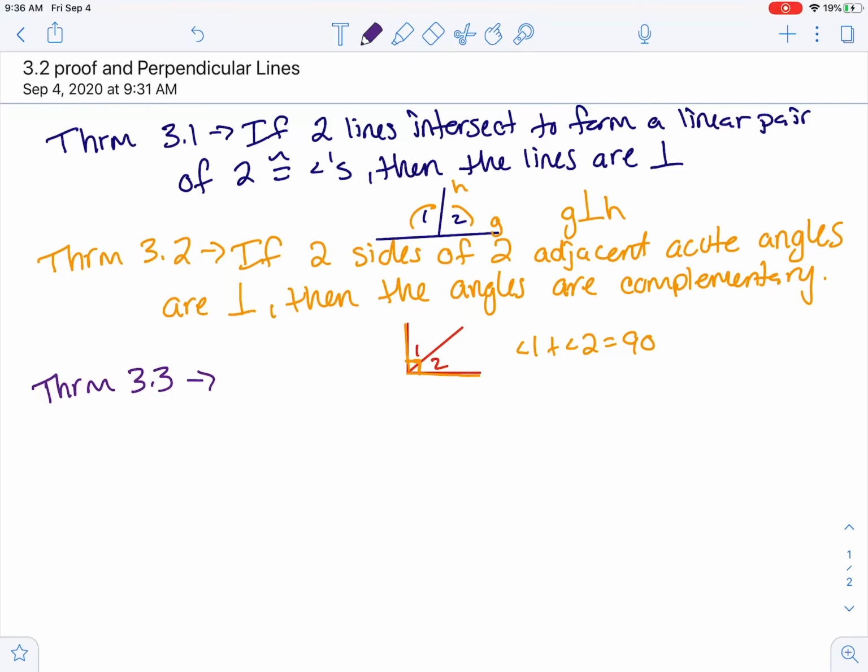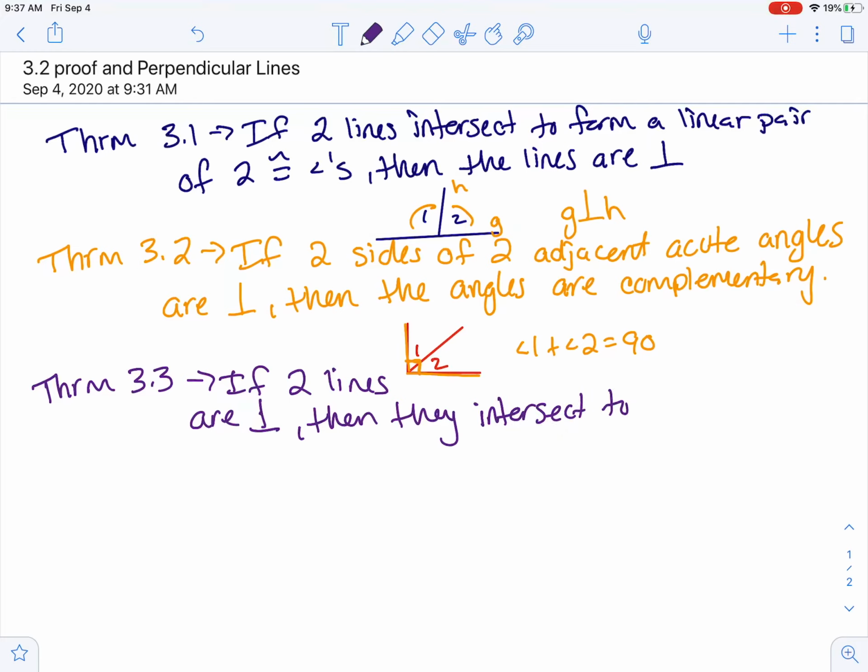Okay? Next one, we have theorem 3.3. Okay, this one says if two lines are perpendicular, then they intersect to form four right angles.